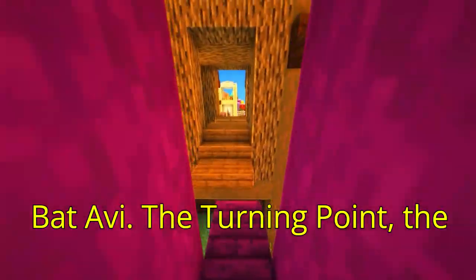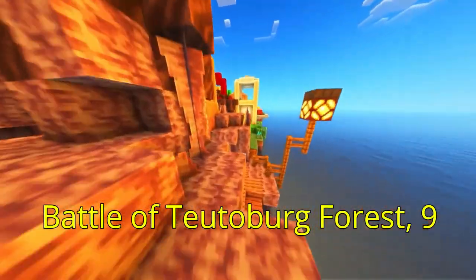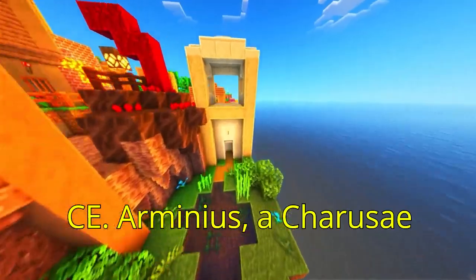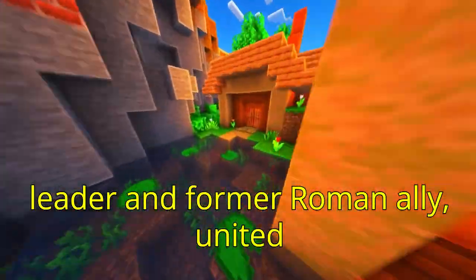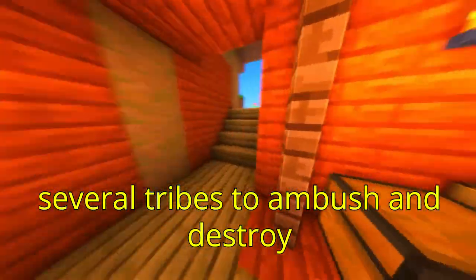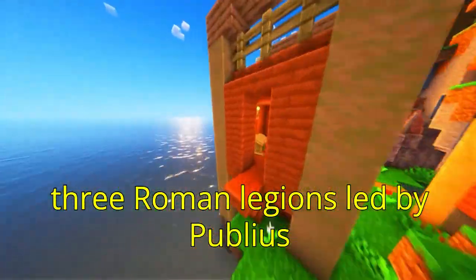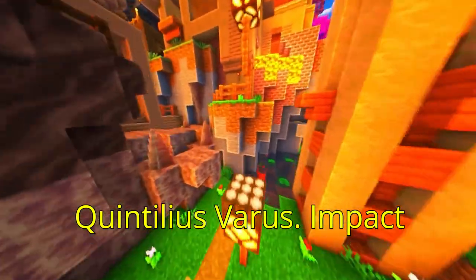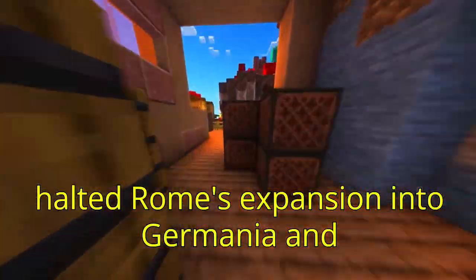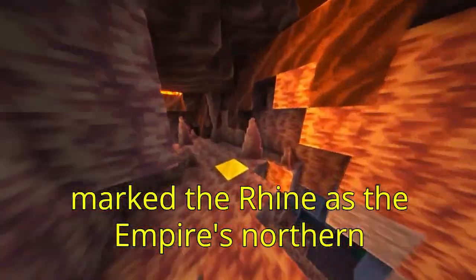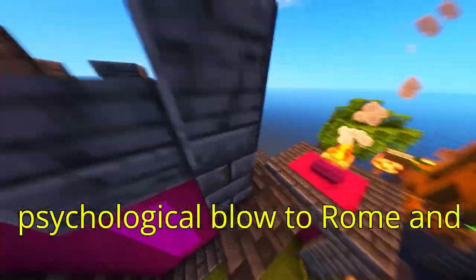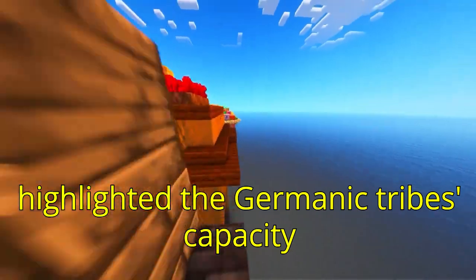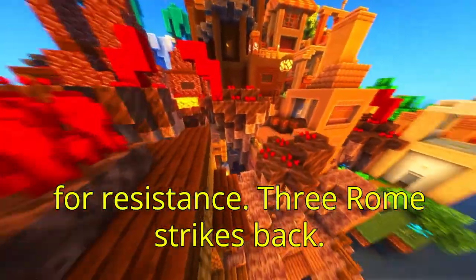The turning point. The Battle of Teutoburg Forest, 9 CE. Arminius, a Cheruscan leader and former Roman ally, united several tribes to ambush and destroy 3 Roman legions led by Publius Quinctilius Varus. Impact. Halted Rome's expansion into Germania and marked the Rhine as the empire's northern boundary. The defeat dealt a psychological blow to Rome and highlighted the Germanic tribes' capacity for resistance.